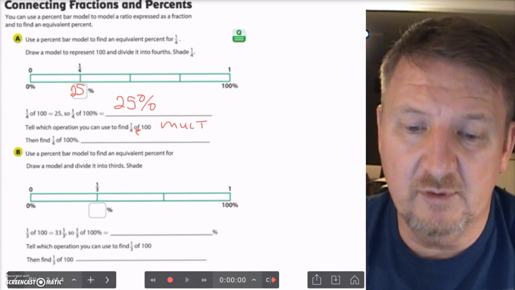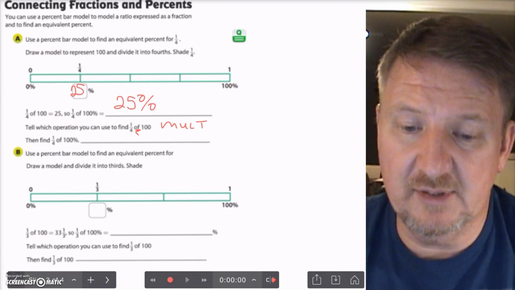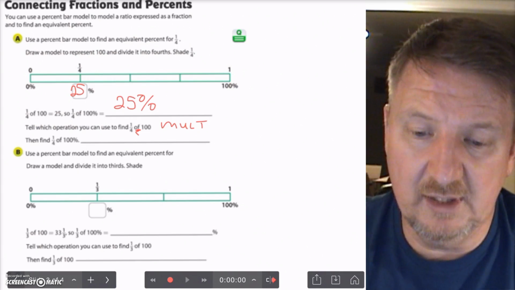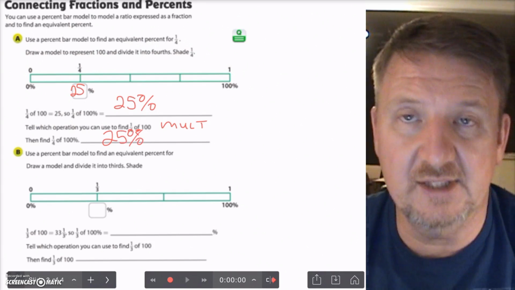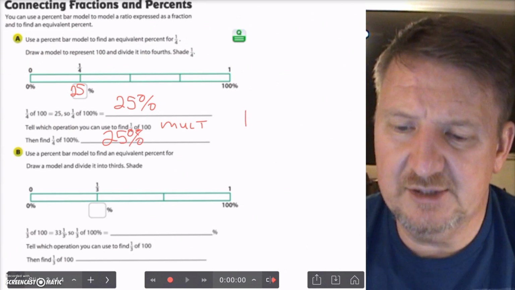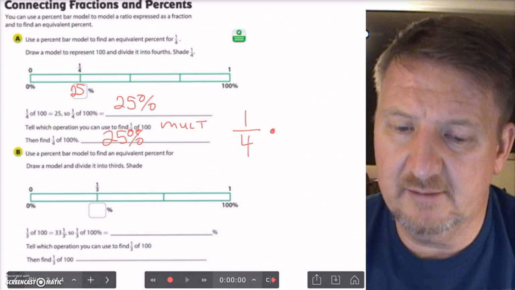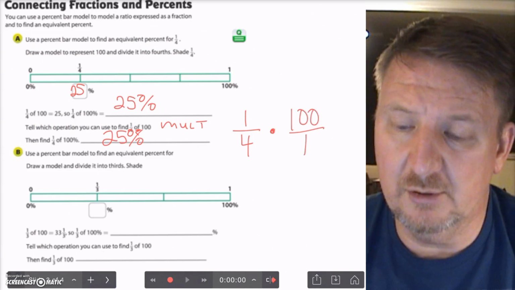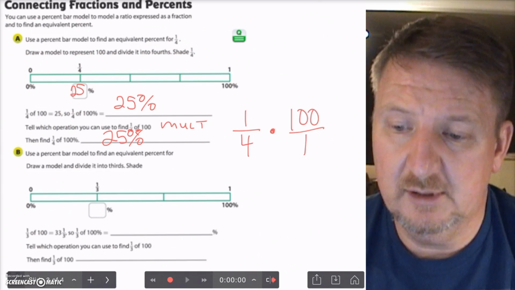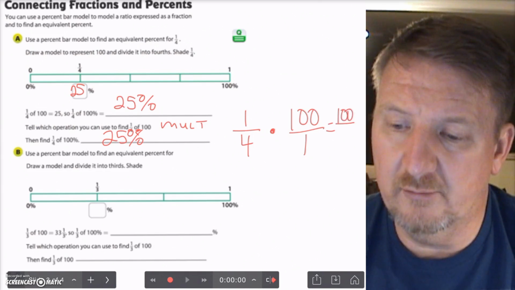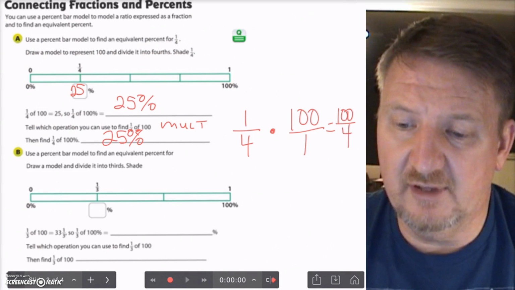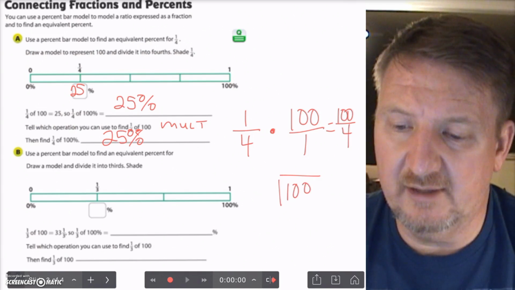It says then find 1/4 of 100%. So the same thing. If you multiply 1/4 times 100%, you get 25%. Okay, and the multiplication here is easy because you're just doing 1/4. When it says "of," you multiply of 100. So you put it over a division bar, put a 1 under it, and you just multiply straight across.